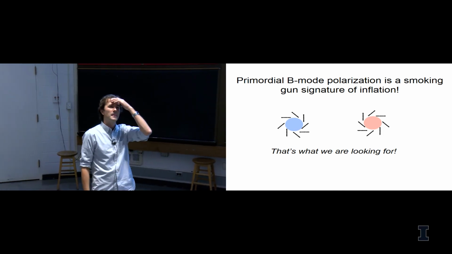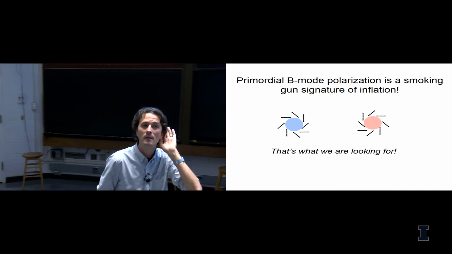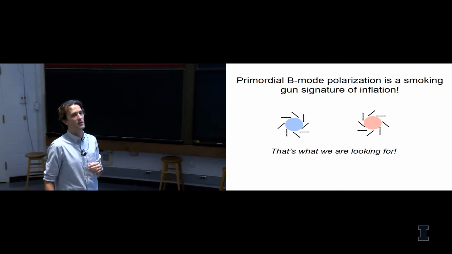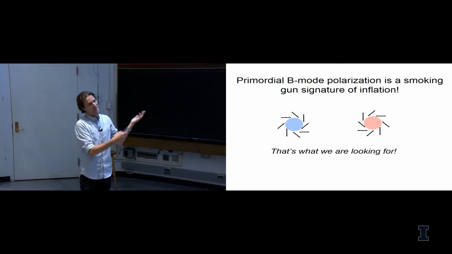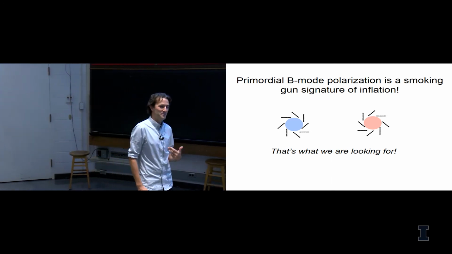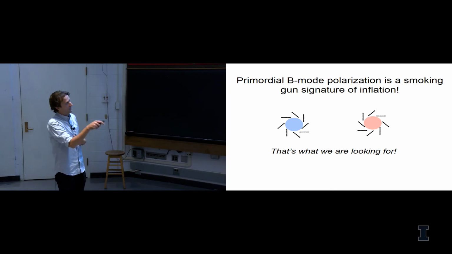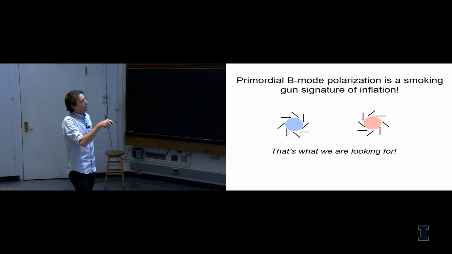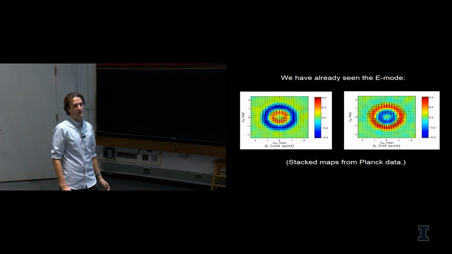Yes? I beg your pardon? It's linearly polarized, yeah. You can write down theories, I've written down theories, that circularly polarize it, but yeah, in the standard theory, it's linearly polarized, yes. But this is the polarization patterns spatially on the sky. So if we saw the signature on the sky, this would be a smoking gun signature of inflation.